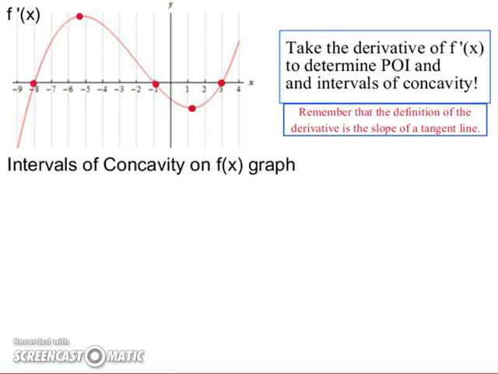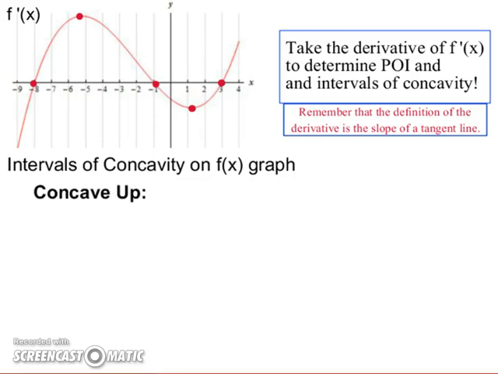So for the second derivative, it tells us about concavity. Anywhere where the second derivative is positive would be where the original graph f of x is going to be concave up, and anywhere where the second derivative is negative is where the original graph would be concave down.